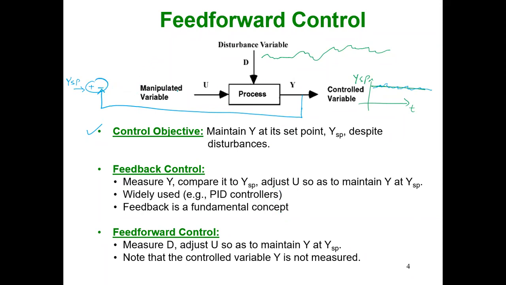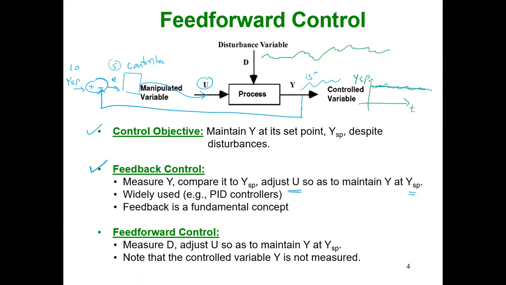And that controller will take care of generating a new U, so that if there is some variation here, and let's say the value is 10 here, and the new variation is, let's say, 15. So it will generate an error of 5, and according to the error of 5, it will generate a new value for U, so that it will come back to 10. So measure Y, compare it to Y of set point, adjust U so as to maintain Y at Y set point. So this is called feedback control.